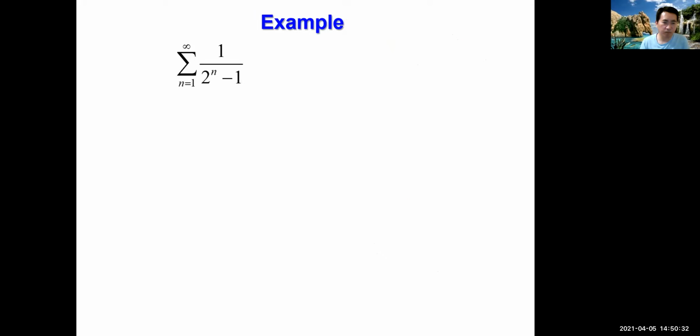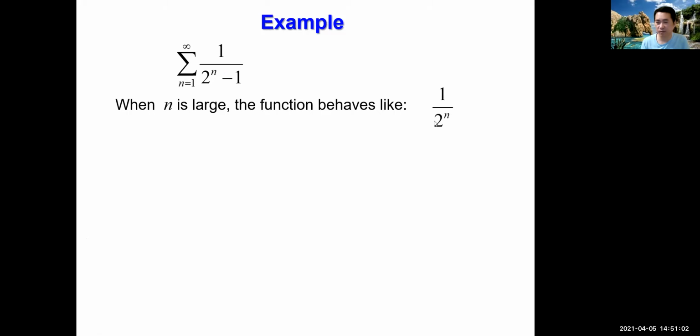Now let's look at another one. 1 over 2 to the n minus 1. Again, to come up with the series to compare with, we're going to drop the insignificant terms. In this case, nothing on the top, but on the bottom, we can drop the minus 1. So when n is large, think about this. This term would behave like this.